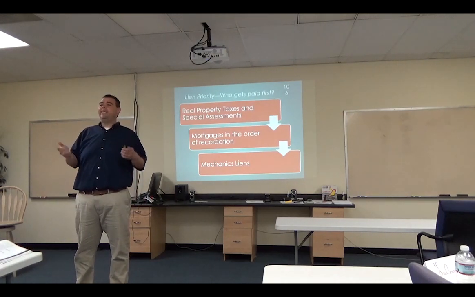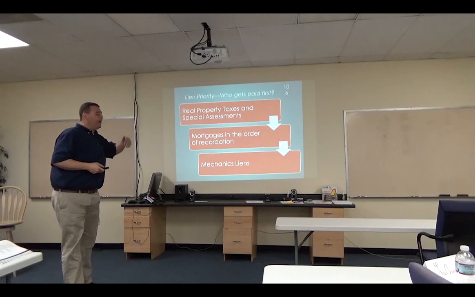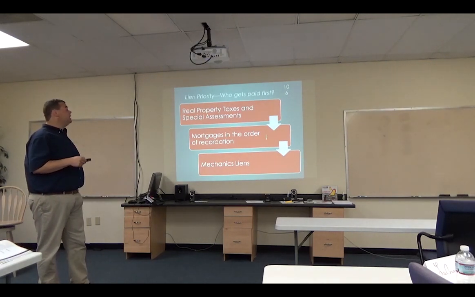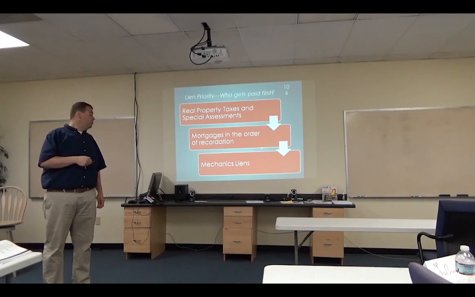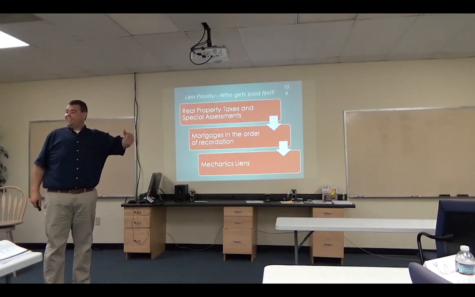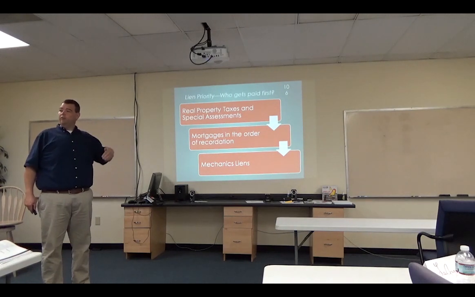The same thing with any lien within a category. So when you talk about mortgages, mortgages are paid in the order they're recorded. When you talk about mechanics liens, they're paid in the order they're effective. They have a certain order where they get paid. Does that make sense for everybody?